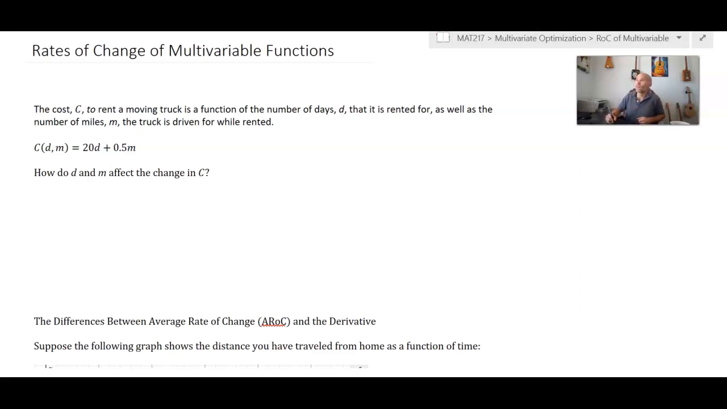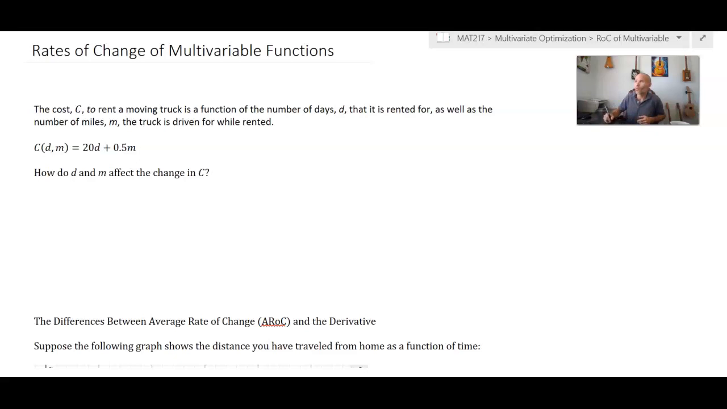Let's take a look at an example. The cost C to rent a moving truck is a function of the number of days D that it is rented for, as well as the number of miles the truck is driven while rented. Let's suppose that this cost function describes that relationship: C of D comma M equals 20D plus 0.5M. What we want to know is, how do D and M affect the change in C?